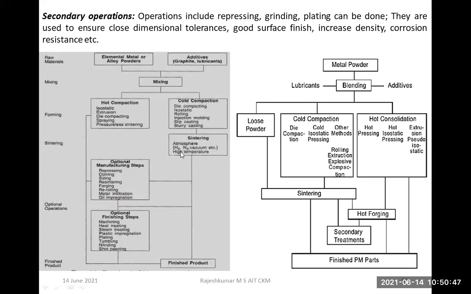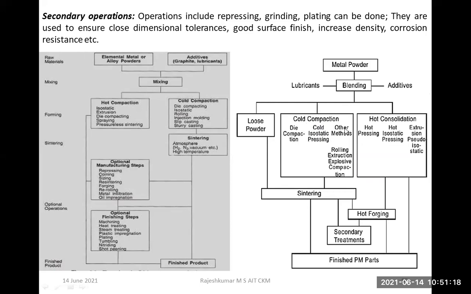The next is, this is one type of block diagram. The one more block diagram which you are going to see is on the right hand side. Both explain the same thing, but here there are different stages. On the right hand side, it is a metal powder which is blended with lubricants and additives, and finally made into loose powder. The loose powder is then sintered. As I said, in cold compaction, you are able to see the same, but the arrangement is different.